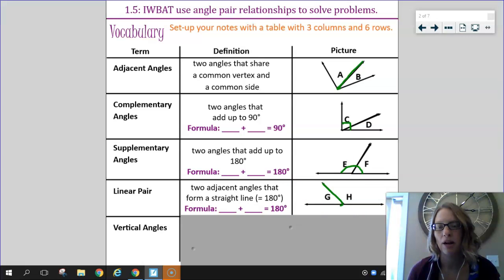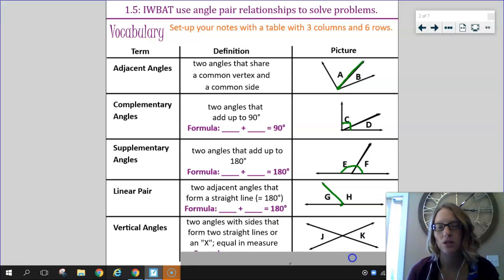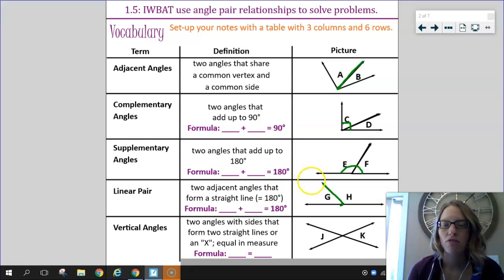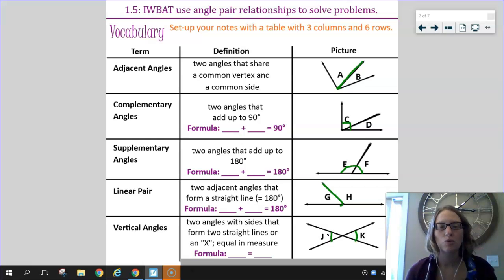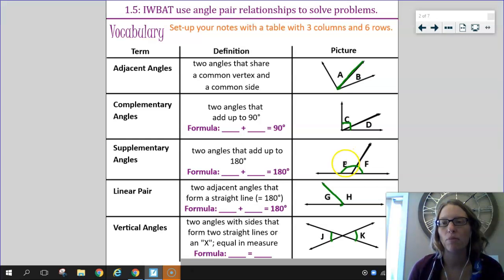Our last angle pair are vertical angles. Vertical angles are 2 angles with sides that form 2 straight lines or an X. Vertical angles are equal in measure, so whatever angle J is, angle K will equal the exact same thing. Vertical angles can be left and right, like this, or top and bottom. There would be another pair of vertical angles here, the top one equal to the bottom one. These are our 5 different types of angle pairs that we'll study in section 1.5. Pause the slide here to make sure you have the definition of each and the picture before moving on.